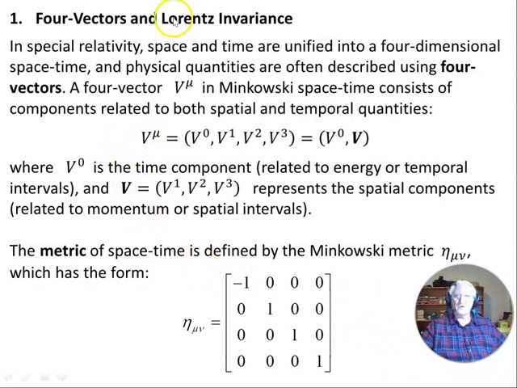And four vectors and Lorentz invariance, because one of the first things you'll encounter with relativity is four vectors. So let's just start from the basics here. In special relativity, space and time are unified into a four-dimensional space-time, and physical quantities are often described using four vectors. So momentum, position, velocity, and so on. These things can take on this four-vector form.